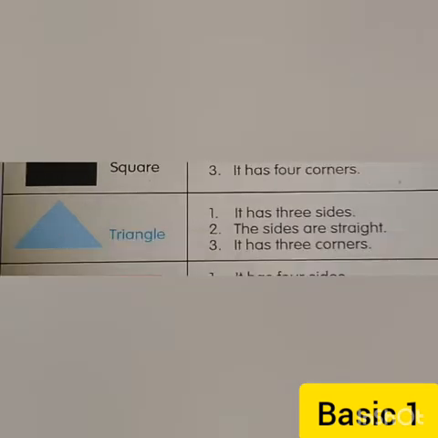Triangle. 1. It has 3 sides. 1, 2, 3. The sides are straight, as you can see in your textbook. It has 3 corners. Let's look at the corners together. That's the first corner there. 1, 2, 3.